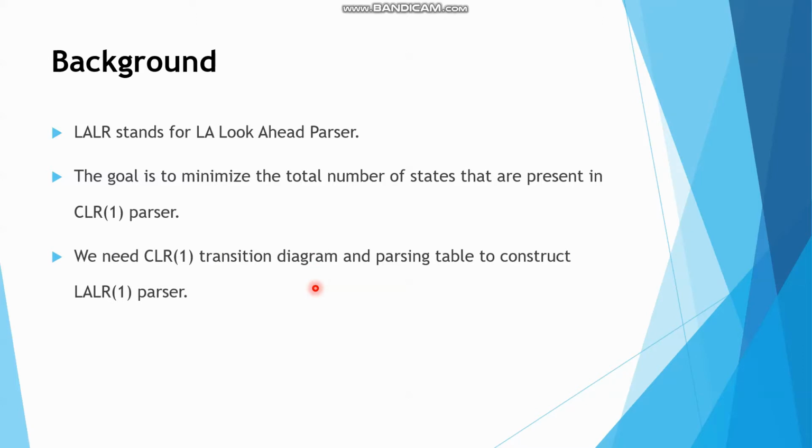As I mentioned earlier, the whole purpose of creating a LALR1 parser is to reduce the complexity of a CLR1 parser. So without a CLR1 parser, we can't implement a LALR1 parser. We need the transition diagram and the parse table of a CLR1 parser to successfully implement a LALR1 parser. LALR1 and CLR1 use LR1 items.